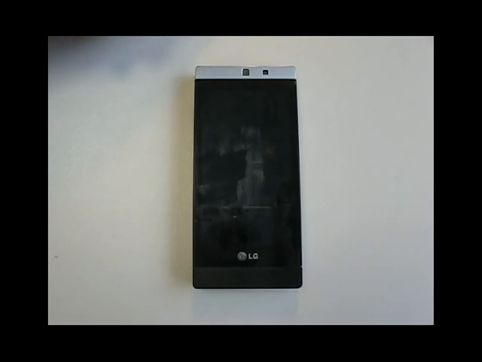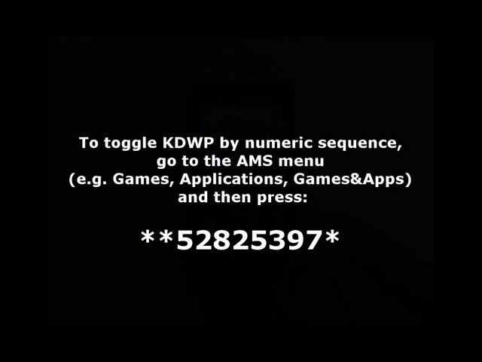If a handset does not have side volume control buttons, go to the AMS menu and press the numeric buttons to enter the engineering command as a numeric sequence.